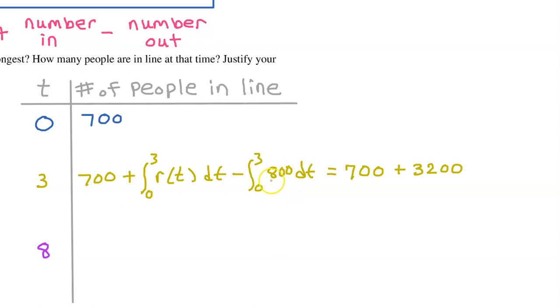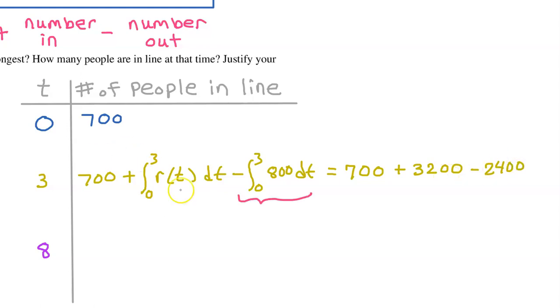Finally, we need to subtract the integral of 800 from 0 to 3. There's a shortcut for calculating the integral of a constant. You just multiply the constant by the width of the interval. So from 0 to 3 is 3. So this integral will just be 800 times 3, which is 2,400. So we will subtract 2,400.